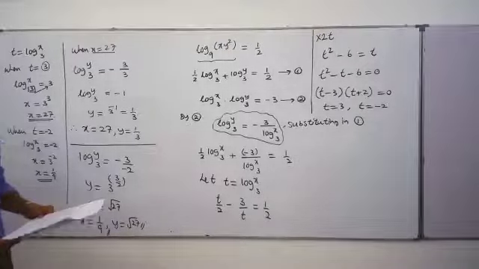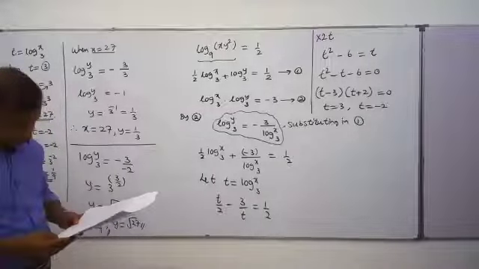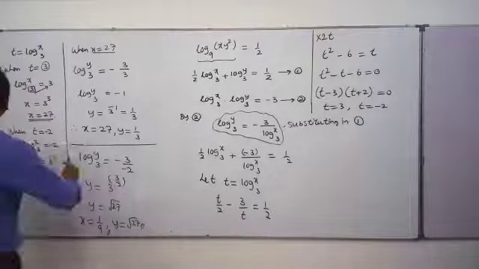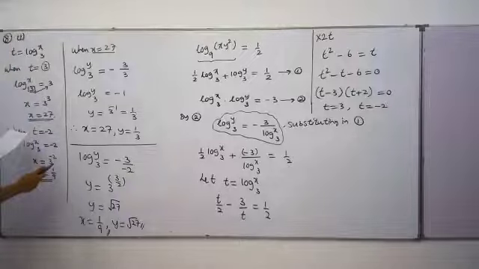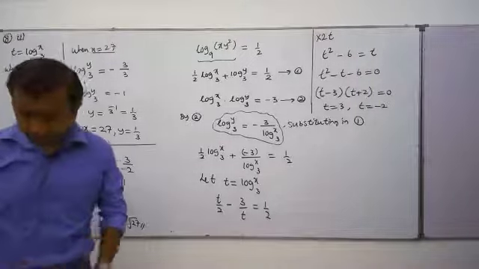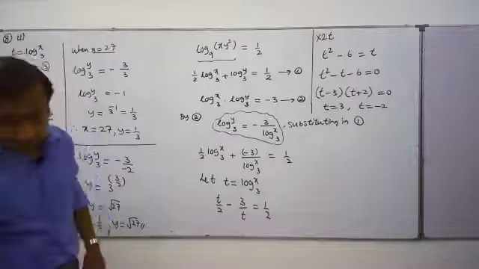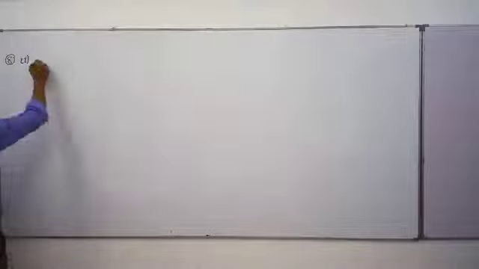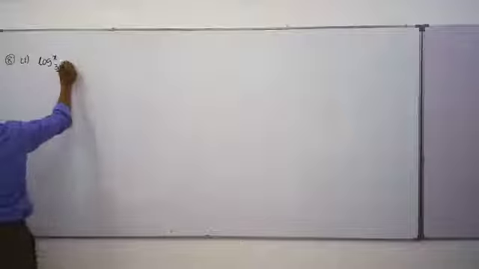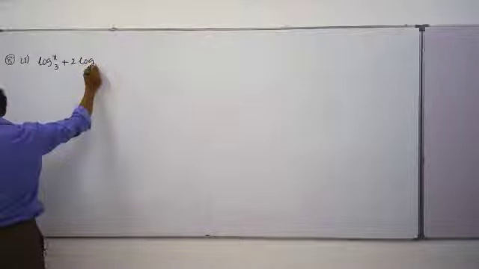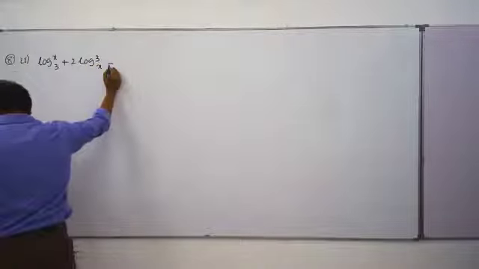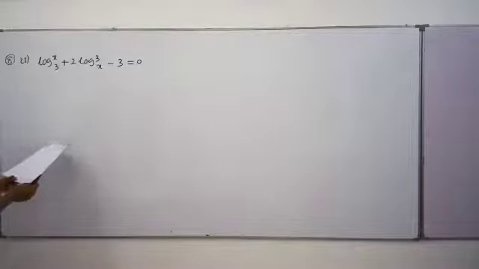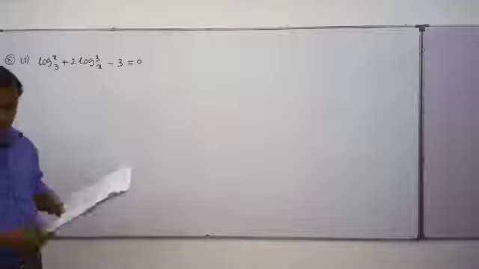Take another question, number 8, second part. Question number 8, part 2: log x to the base 3 plus 2 log 3 to the base x minus 3 equals 0. Solve the following equation, meaning you have to find x.